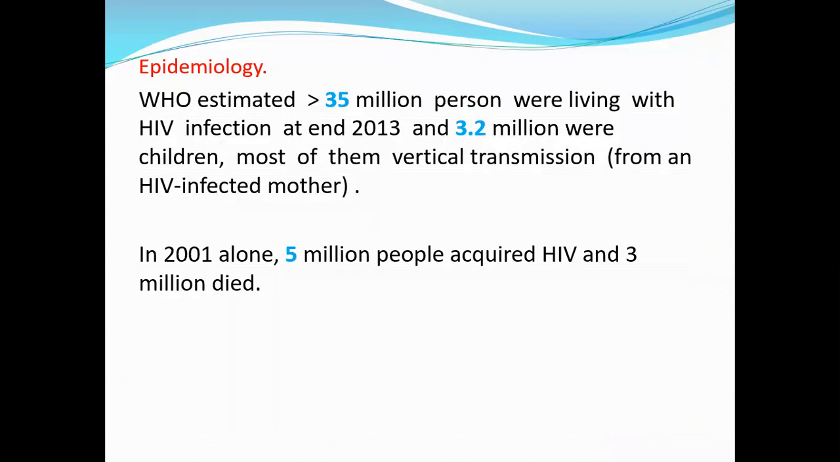In general, WHO estimated that more than 35 million persons were living with HIV infection at the end of 2013, and 3.2 million were children, most of them through vertical transmission from an HIV-infected mother. In 2001 alone, 5 million people acquired HIV infection and 3 million died. This is worldwide.